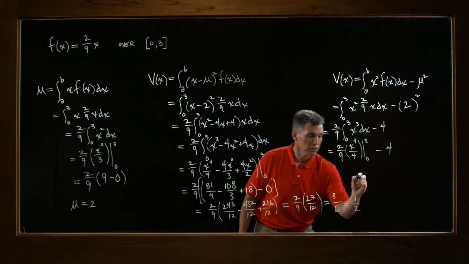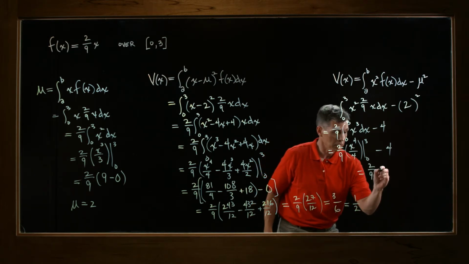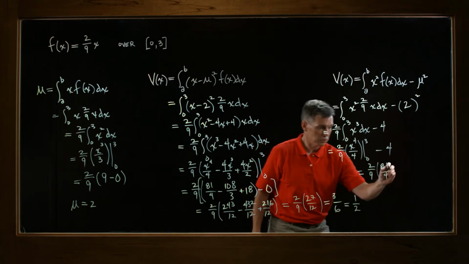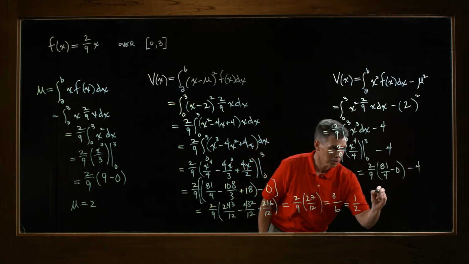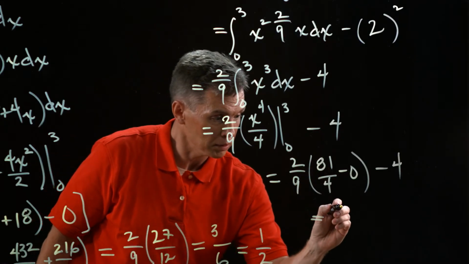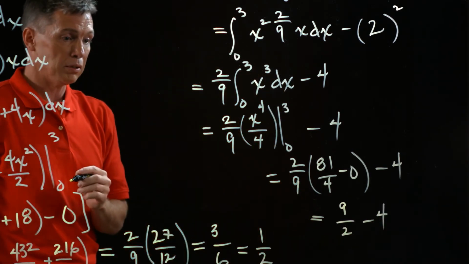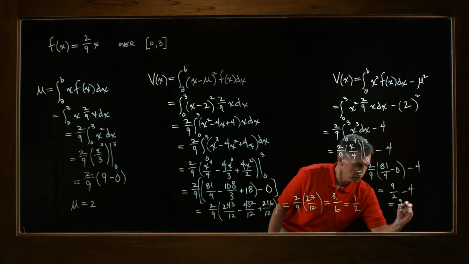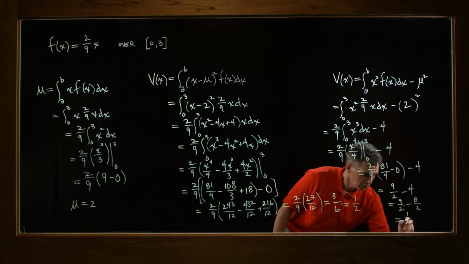Minus 4. This equals 2/9. Put in my 3 to the 4th power, 81 over 4. Subtract 0. Almost done. Subtract that 0, that's nothing there. Reduce a little bit, the 9 and the 81, the 2 and the 4. So we get down to 9/2, subtract 4. 9/2, subtract 8/2 equals 1/2.